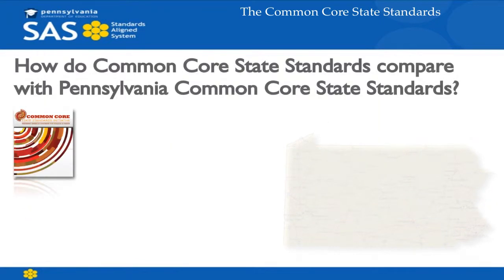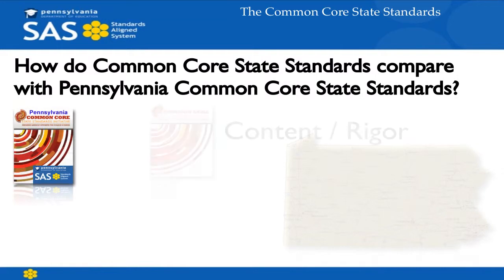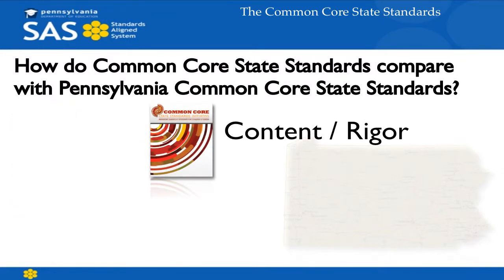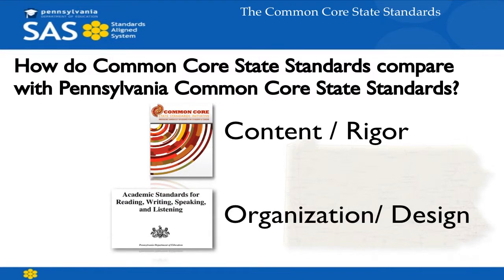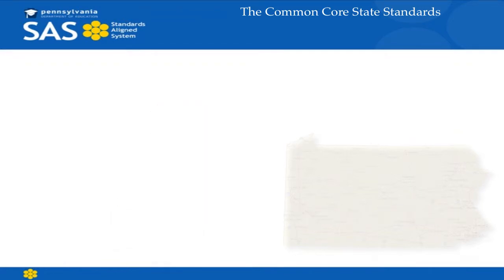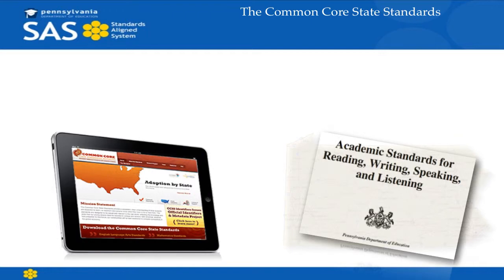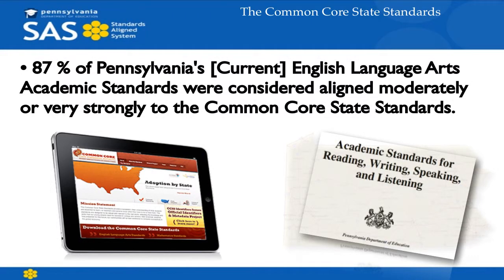How do Common Core state standards compare with Pennsylvania Common Core state standards? These new standards mirror the content and rigor of Common Core state standards, but reflect the organization and design of the existing Pennsylvania academic standard. Prior to the adoption, the two sets of standards were compared. Over 87% of Pennsylvania's current English language arts academic standards were considered aligned moderately or very strongly to the Common Core state standards.